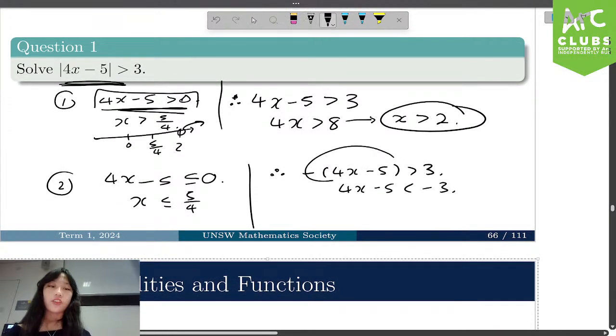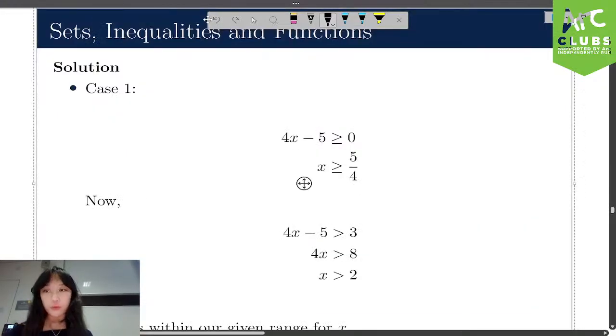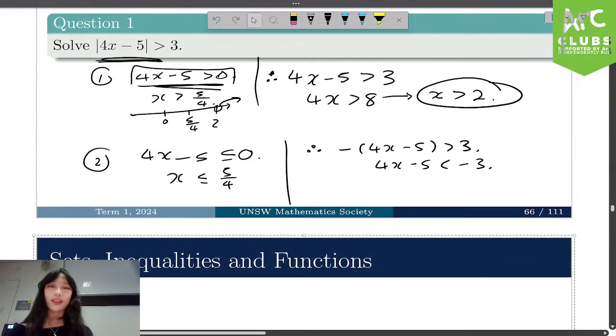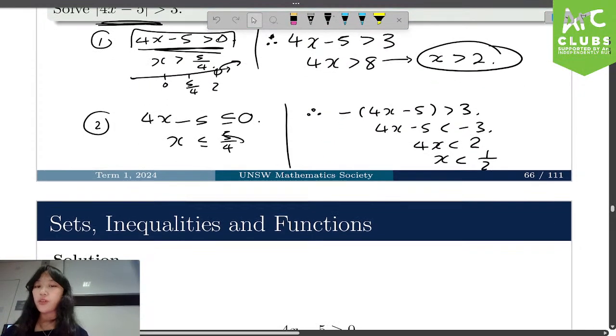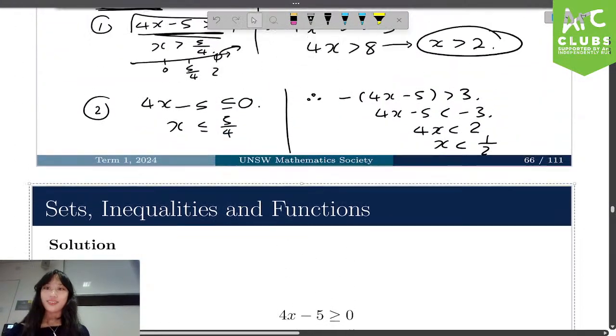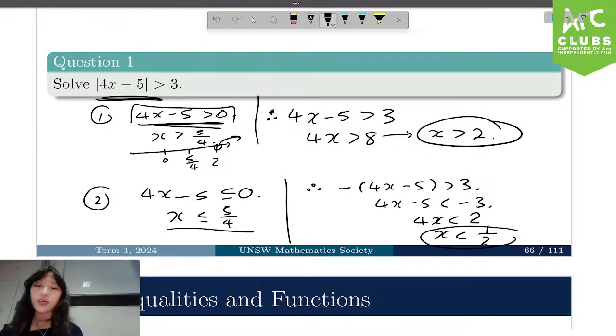Because I've just moved this over to the other side and then moved this over to that side. You can also think about it as multiplying both sides by negative 1, which flips the inequality sign. So where we go from there is we get 4x is less than 2, which gives us x is less than 1/2. And now we check whether or not this is agreeing with, sorry, it's glitching. Okay, there we go. Now we check whether or not this final answer that we've gotten is agreeing with this initial condition, and it is. It fits our given range.